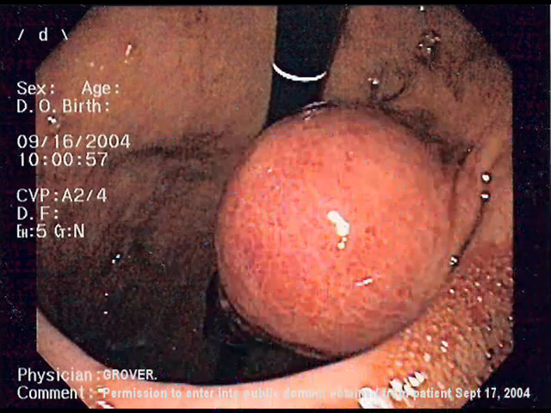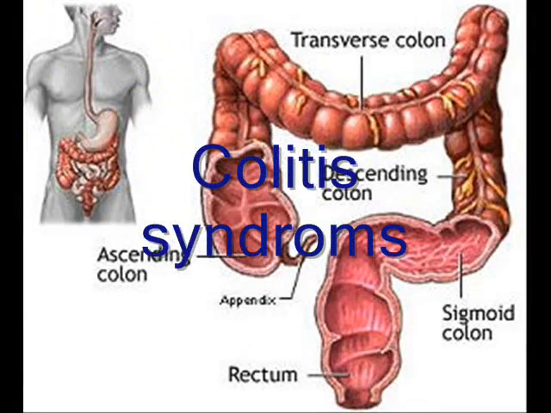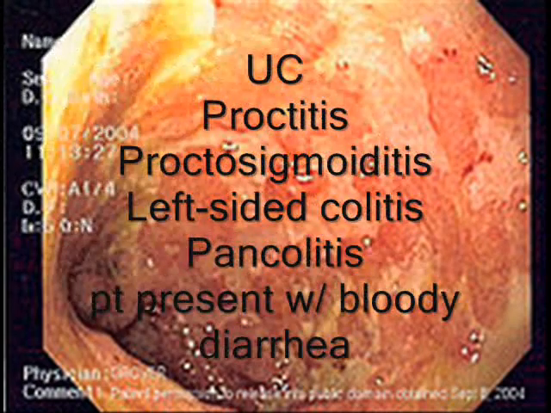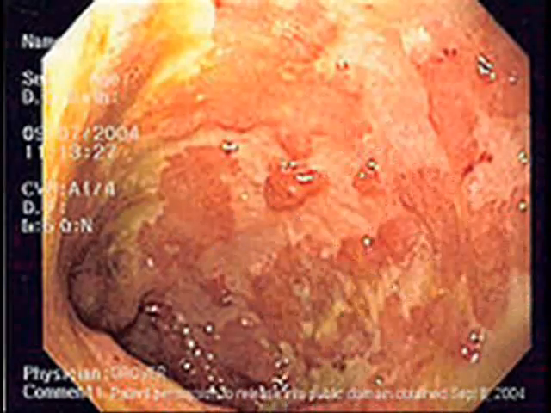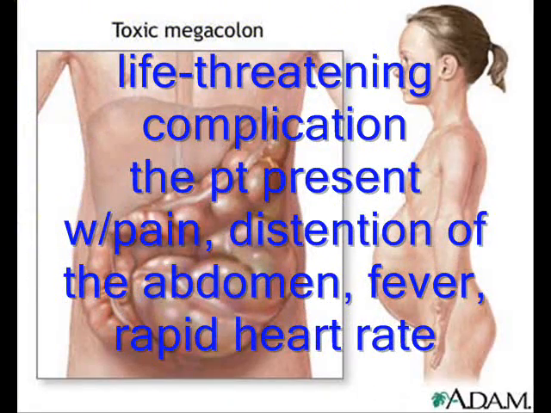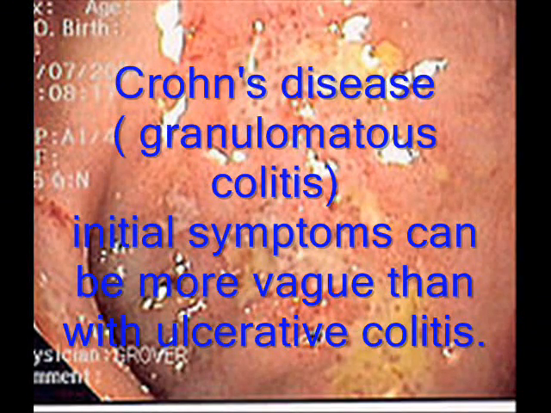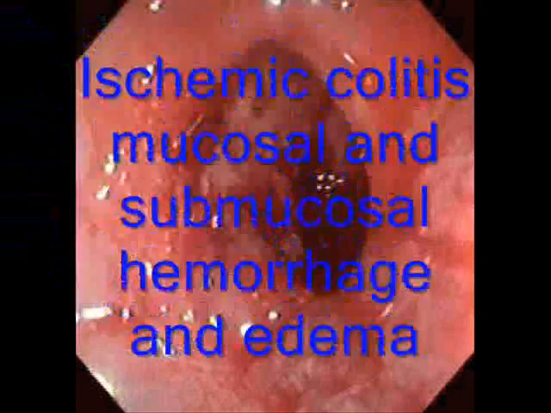Now let's move to the colon and start with the colitis syndromes. We're going to start with the famous one, ulcerative colitis, which has many side effects, but the patient classically presents with bloody diarrhea. A life-threatening complication of ulcerative colitis is toxic megacolon: abdominal pain, distension, fever, and tachycardia. Having said that, ulcerative colitis must be differentiated from granulomatous colitis, which is more segmental than ulcerative colitis, due to ischemic lesions and recurrence.